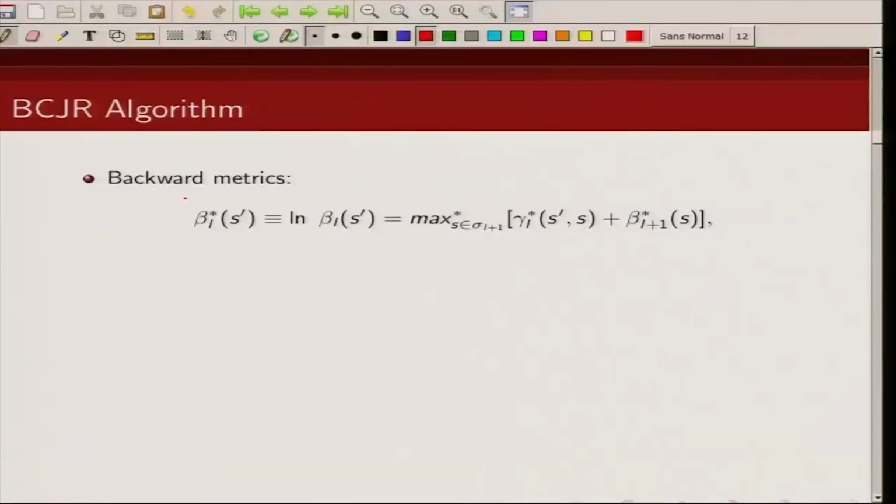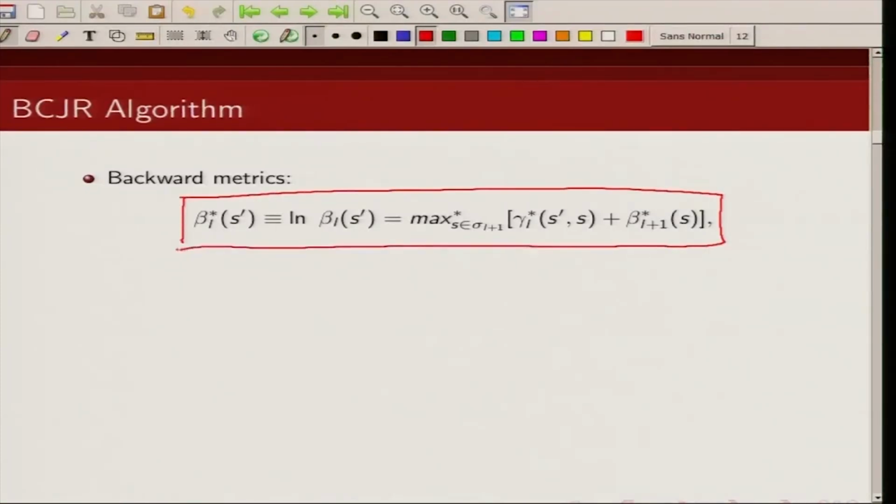So, following the same logic, we can write the backward matrix in log domain in this particular fashion. So, this max star operator, and this is sum of this branch matrix in the log domain and the betas in the log domain. And again, if you can recall, how were we computing betas? So, let us say you had something like this.